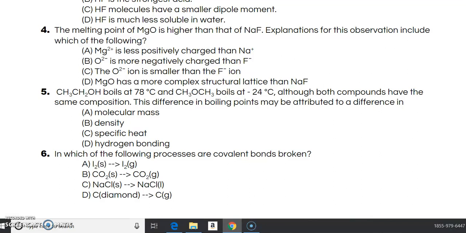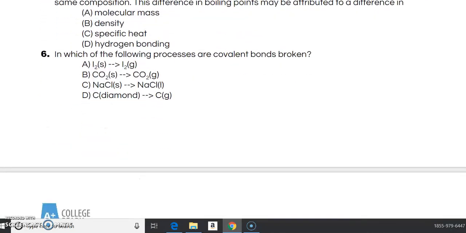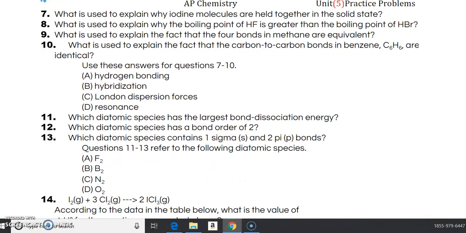Number 6, in which of the following processes are covalent bonds broken? Well, if you remember what I said about silicon dioxide earlier, you know what the answer is in number 6, D, a diamond. The first two parts, A and B, are just physical changes. And then letter C, that's ionic, so that can't be the answer. So D is our best answer because diamond to graphite is going to be, again, a classic example of breaking those network covalent bonds. All right, let's move on to our next set of questions.